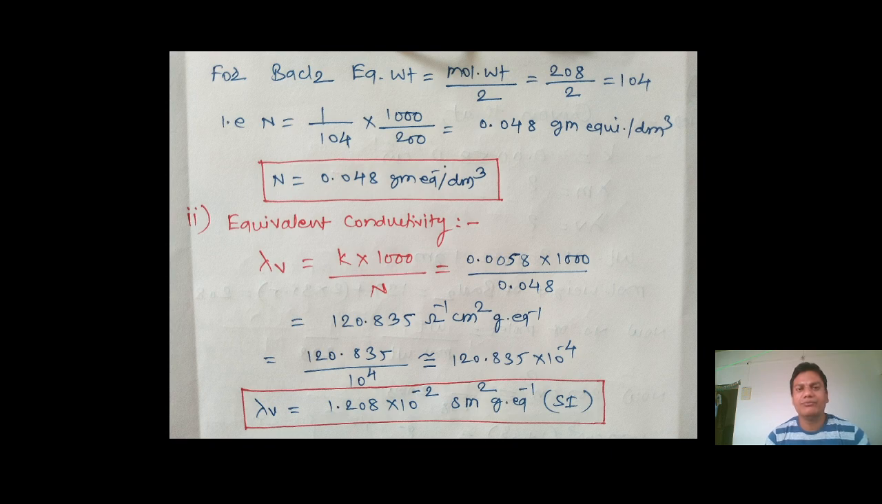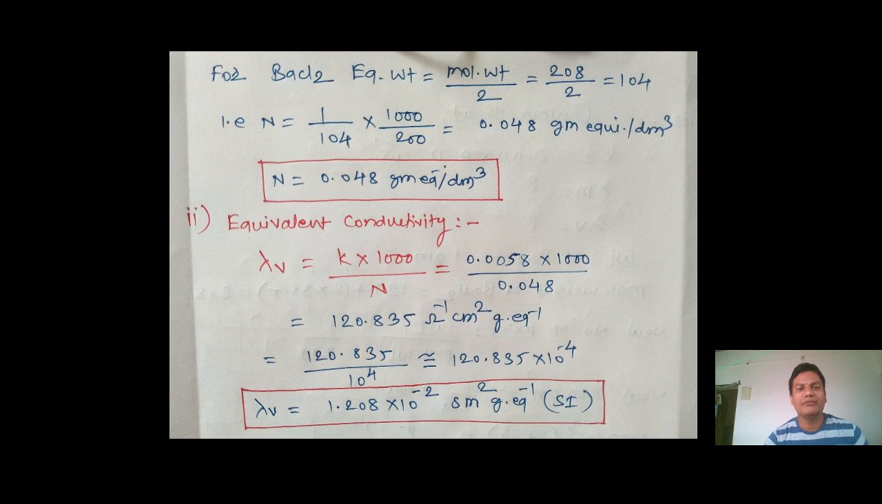Put the value of equivalent weight in the case of normality. So it is 1 upon 104 into 1000 by 200. 200 is the volume of water. We have to determine for 1 liter. So it is 0.048 gram equivalent per dm cube. Now the unit will be changed. Here it is gram equivalent. So that is the value of normality, or capital N.